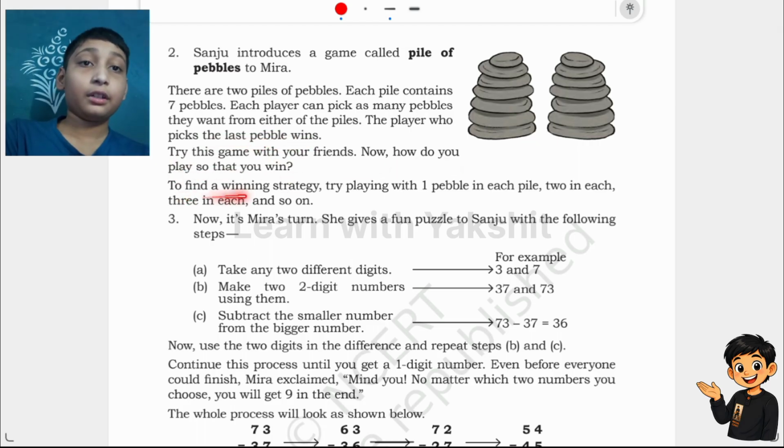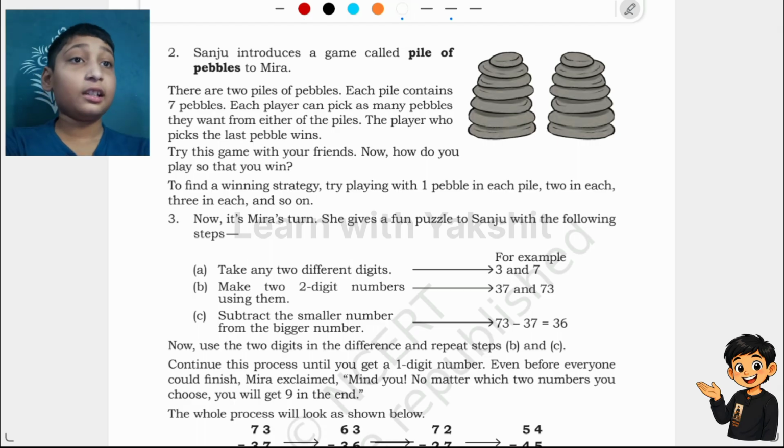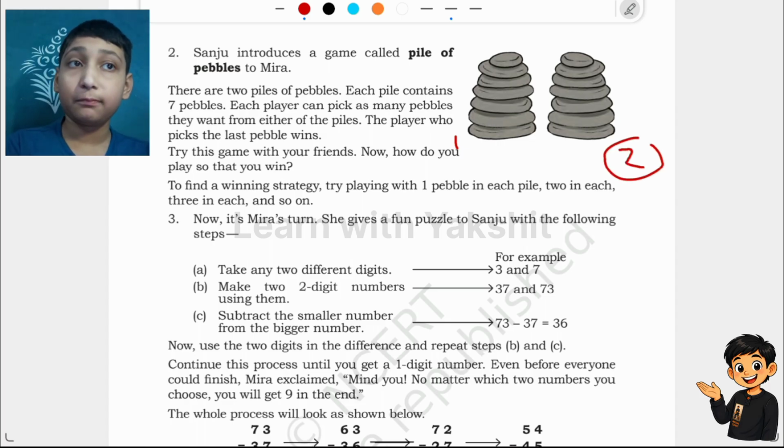Now, how do we play to win? To find a winning strategy, try laying 1 pebble in each pile, 2 each, 3 each, and so on. Okay. Now, in this, we saw that there are 2 pebbles. You can pick how many? So we have to find a winning strategy. So wait, I got an idea. Now in this, how about there are players person 1 and person 2. You are person 2. Now what do you do?